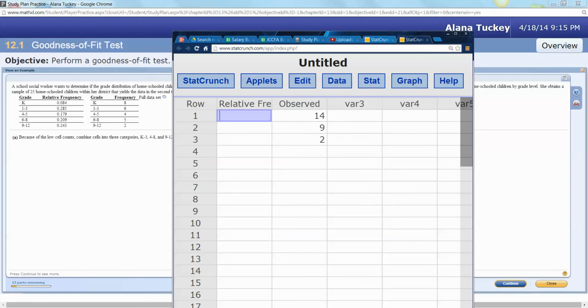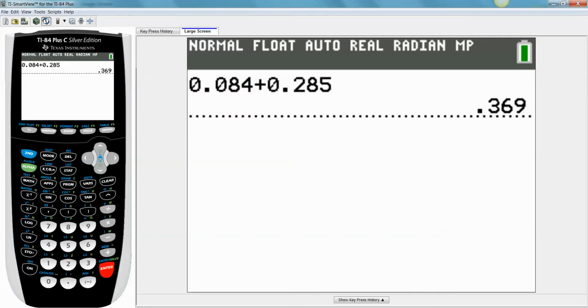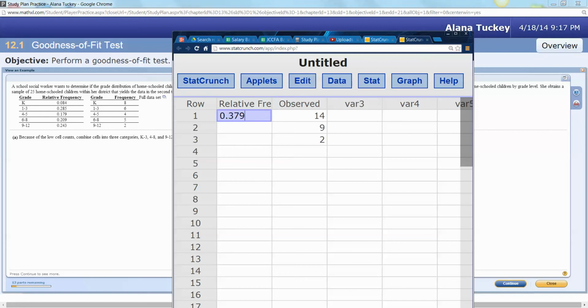And the relative frequency, now we're going to have to add those two. So 0.084 and 0.285, that would be 0.369. Let me pull up a calculator. Okay, I was right, 0.369. All right, it's been a long day. And then the next two, 0.388, and 0.243 over here.